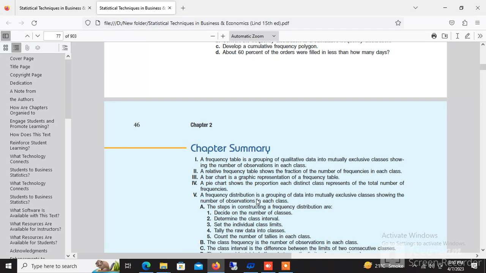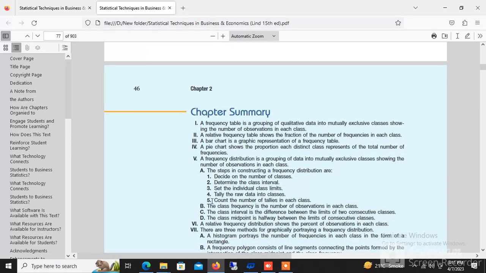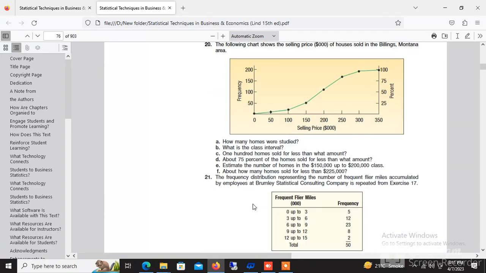The frequency distribution is a grouping of the data into mutually exclusive classes showing the number of observations in each class. The steps in constructing a frequency distribution are: decide on the number of classes, determine the class interval, set the individual class limits, tally the raw data into classes, and count the number of tallies in each class. The class frequency is the number of tallies.